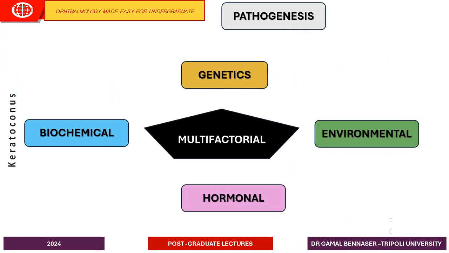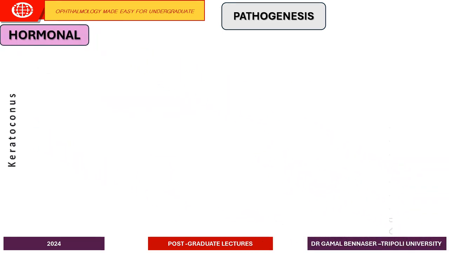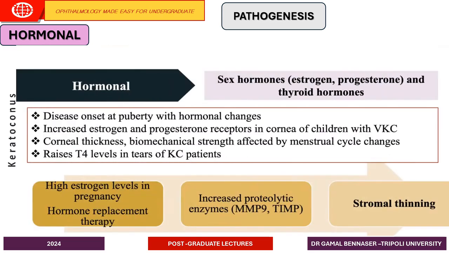Now we come to the fourth variable, which is responsible in the pathogenesis of keratoconus, which is the hormonal factors. As you know, hormones, especially estrogen, play an important role in the pathogenesis of keratoconus. As I said before, it is a multifactorial disease with a genetic predisposition. However, there are various variables playing in the background that will lead to expression of keratoconus. Now, the incriminated hormones in this regard are estrogen, progesterone, and thyroid hormones.